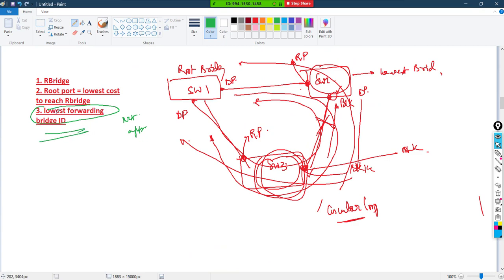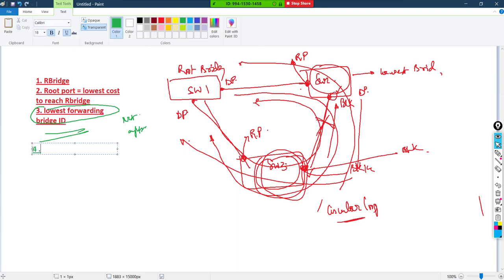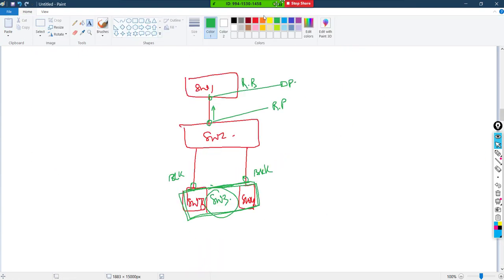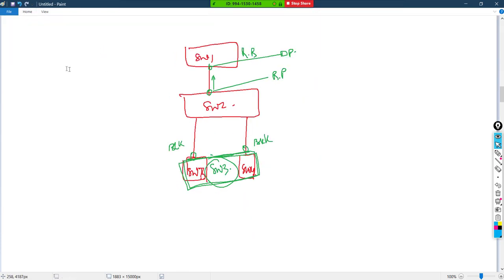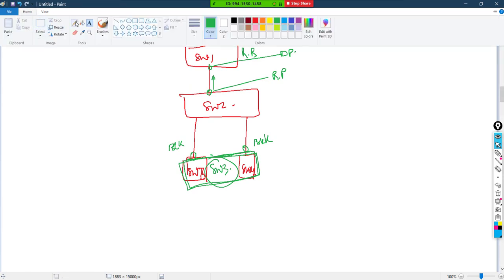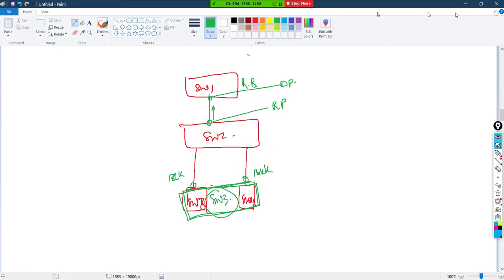eligible criterion. So for that, we have one more, that is the last tiebreaker, and we call it the neighbor's physical interface ID or port ID, whatever. Okay, so what does that mean? Let's say this switch has some port number. Let's say it has port FA0/1 and this is FA0/2.